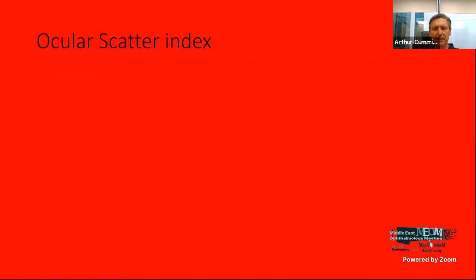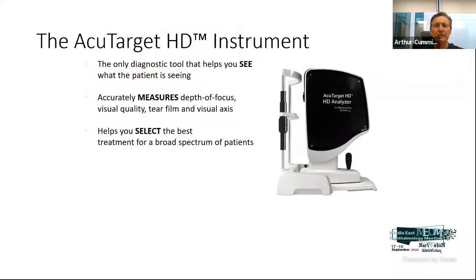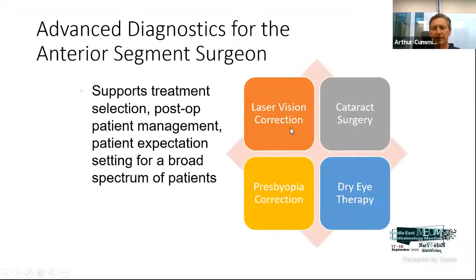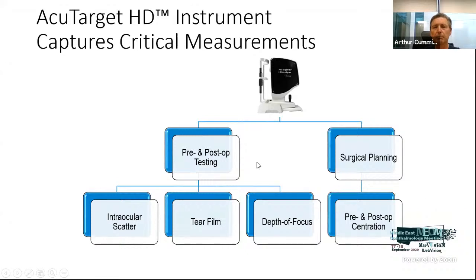Ocular scatter is an important one that I want to spend a little bit of time on. The device we use is the AcuTarget or the HD Analyzer, and it's a device that really helps you see what the patient is seeing. And it helps you often select the best treatment for a broad spectrum of patients. You can use it for laser vision correction, cataract surgery, dry eye, presbyopia correction. So it's got a wide application, both helping you plan what to do up front, but also when you have an unhappy patient, to help you figure out what's happening.